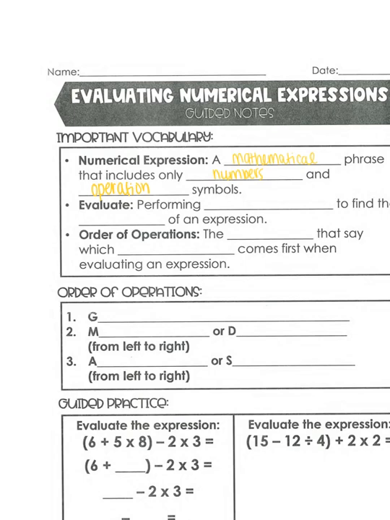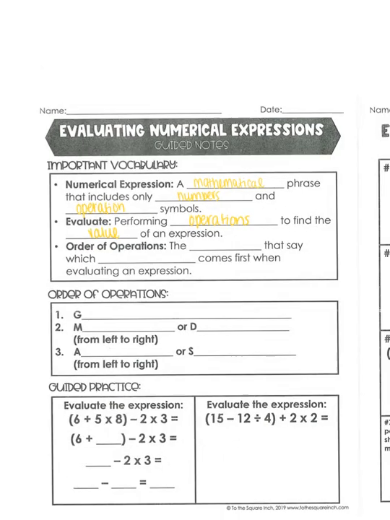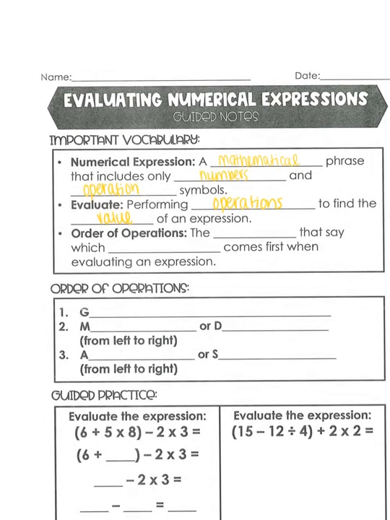Okay. To evaluate them, you perform operations to find the value of an expression. To evaluate those, to perform those operations, we use what's called the order of operations. And that's just the rules that say which operations come first when you're evaluating an expression.